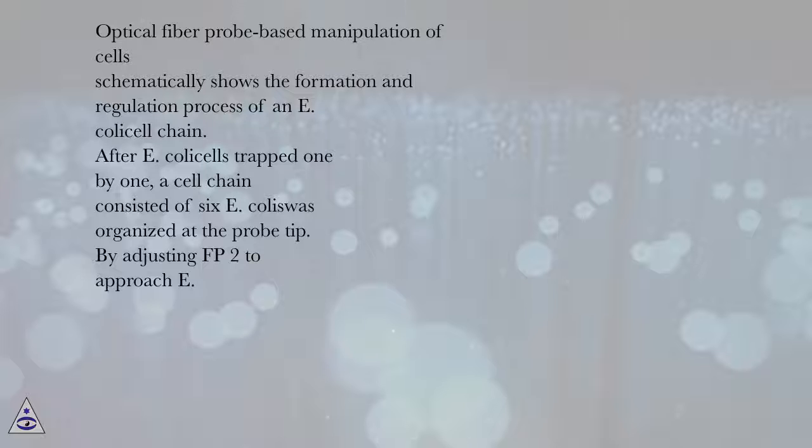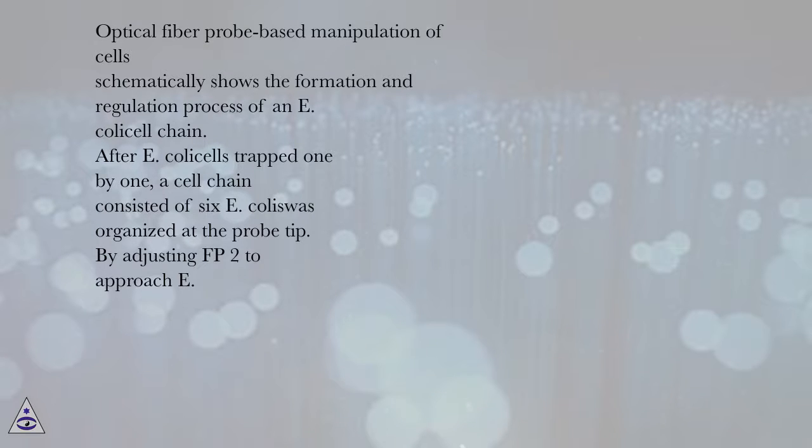Optical fiber probe-based manipulation of cells. A schematically shows the formation and regulation process of an E. coli cell chain. After E. coli cells are trapped one by one, a cell chain consisting of 6 E. coli is organized at the probe tip.